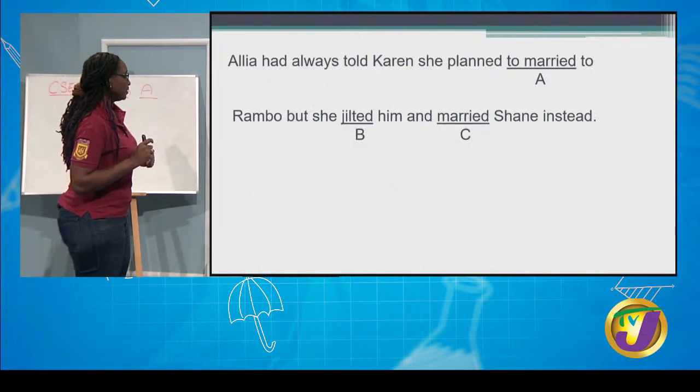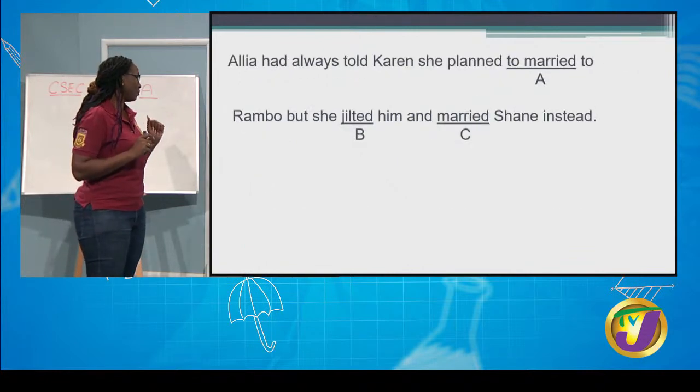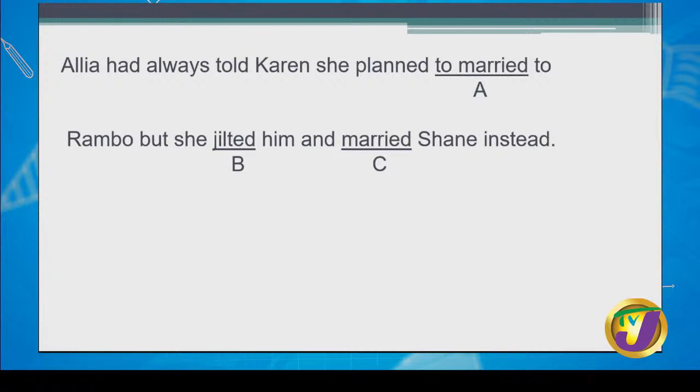Alia had always told Karen she planned to marry to Rambo, but she jilted him and married Shane instead. So, look carefully at the different parts. To married, jilted, married. Are they all correct? Is it a no error situation here? Or do we have an error? Yes, no? All right, let's find out.